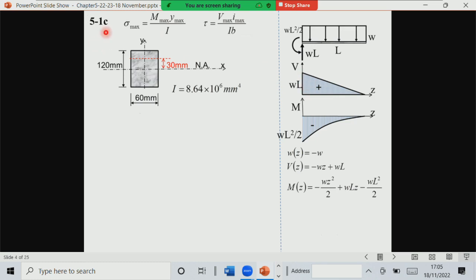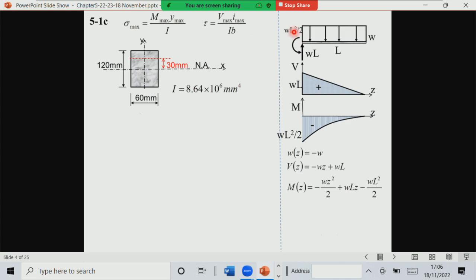Question 1C is a cantilever beam subject to a uniformly distributed load, and the intensity of the force is W. If I remove the support, we've got a shear force of WL acting upward and a negative bending moment of WL squared over 2. The resultant force of WL acts at its middle, so it's WL multiplied by L over 2, which gives us the moment.